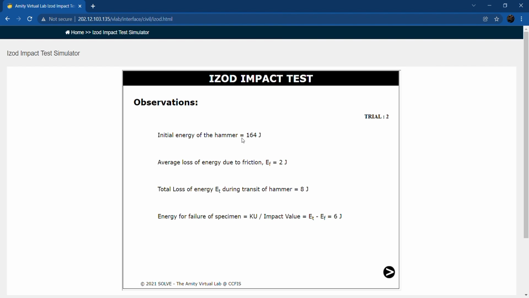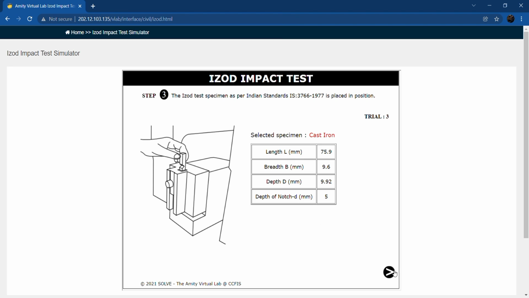Initial energy of the hammer is 164 joule, and the average loss due to friction is EF equals 2 joule, and the total loss of energy ET during transit of hammer is 8 joule, and the energy for failure of specimen, KU impact value, is ET minus EF equals 6 joule.